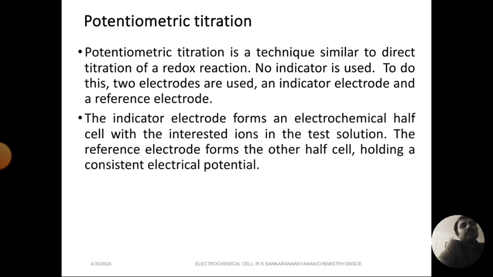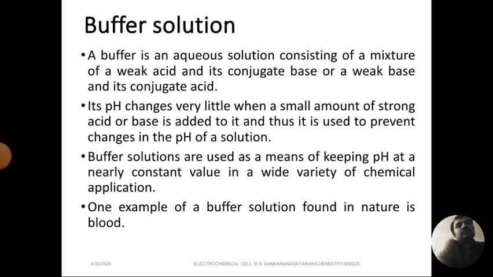Next, potentiometric titration is a technique similar to direct titration of a redox reaction. No indicator is used. To do this, two electrodes are used, an indicator electrode and a reference electrode. The indicator electrode forms an electrochemical half cell with the ions of interest in the test solution. The reference electrode forms the other half cell, holding a constant electrode potential.